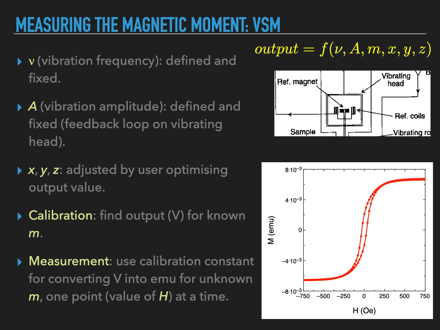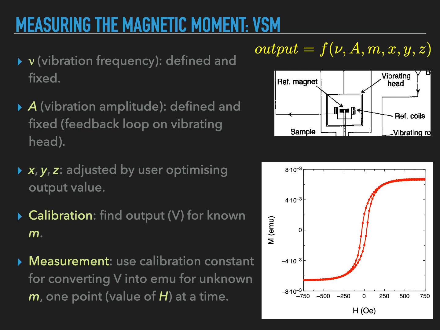Then the first thing that you must do is to calibrate the system. To do that, you insert a sample of known magnetic moment, you measure the voltage coming from the pickup coils, and use the ratio voltage over magnetic moment to know the calibration factor. Now you can replace the calibrating sample and put your own sample that is unknown and measure the voltage and convert it into a magnetic moment for all the applied field values that you want.